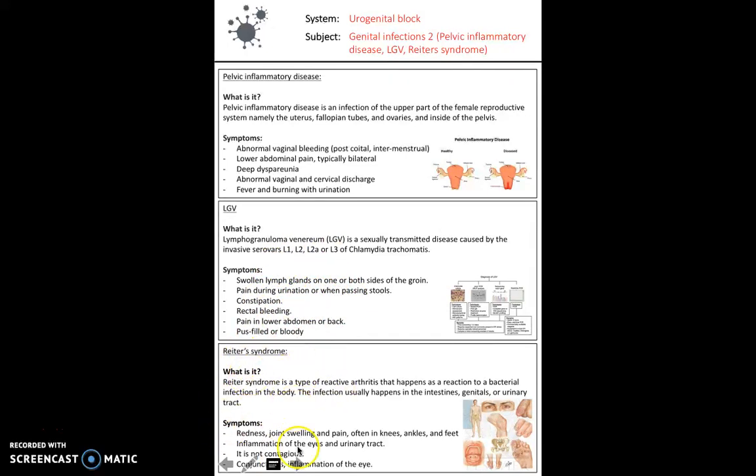Reiter's syndrome, this is a type of arthritis which is linked to a bacterial infection in the body, so it's essentially just recognising that there's a link there between STIs and Reiter's syndrome.